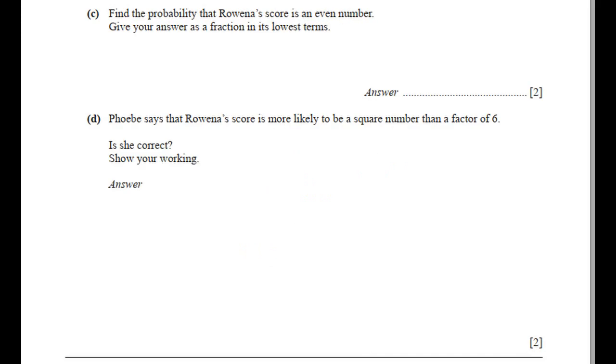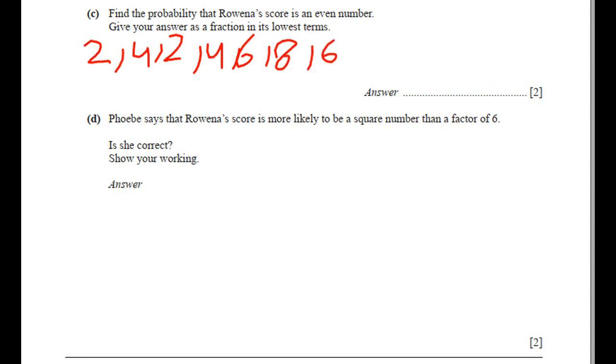Okay, part C. Find the probability that Rowena's score is an even number. Give your answer as a fraction in the lowest form. So look for the even numbers in the table above. I can't go back to the table because of the restrictions of this software I'm using. So the even numbers were 2, 4, 2, 4 again, then 6, then 8, then 6 and 8 again, 6 and 12, then 4, 8, 12 and 16.